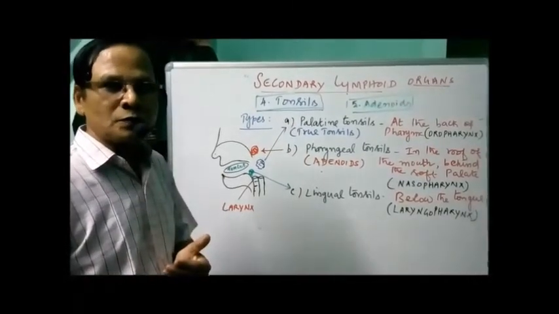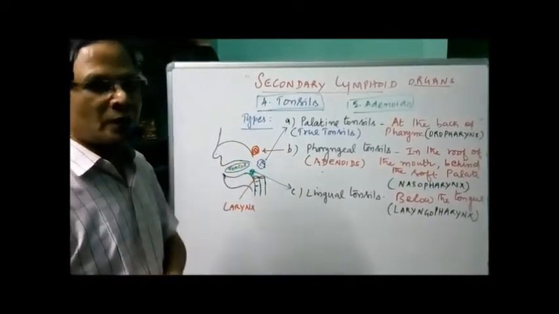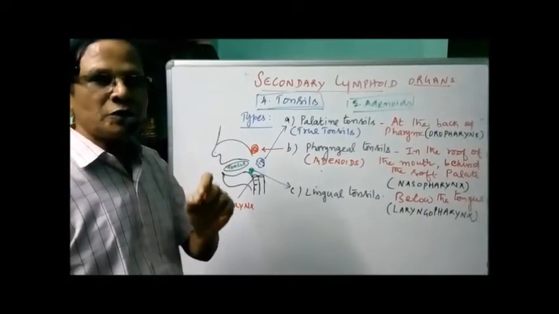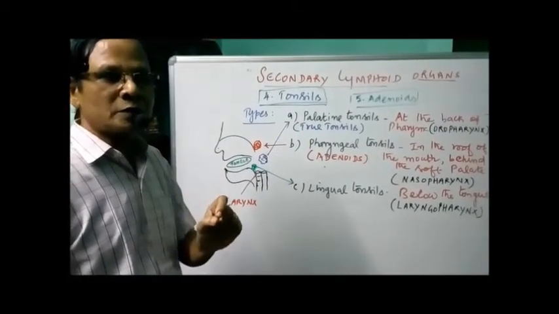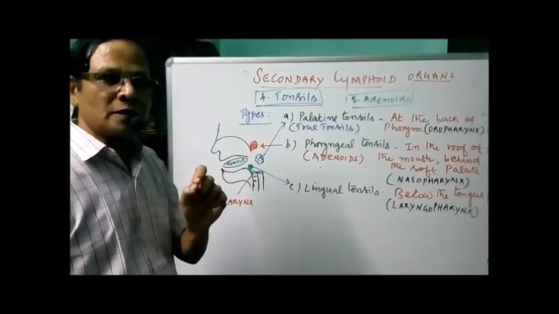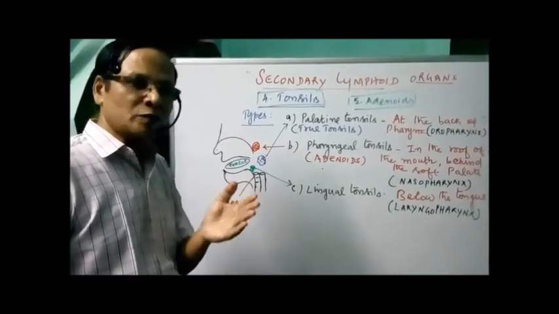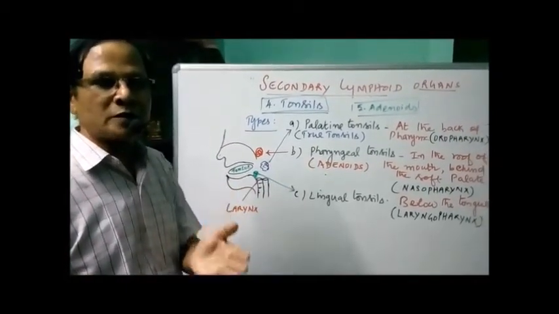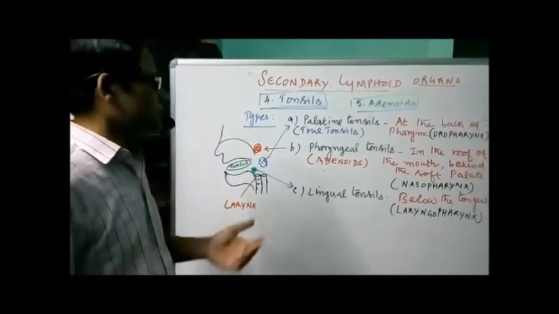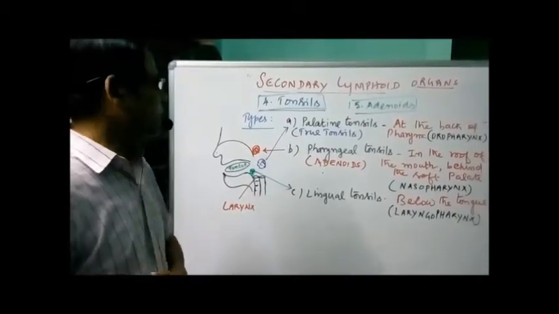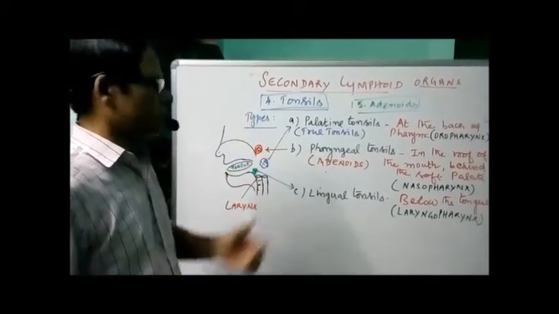It helps to fight against infection and also stops the entry of microorganisms. That is, it prevents the entry of pathogens, including bacteria and viruses, into the respiratory tract or the digestive tract. That is the role of the palatine tonsils.